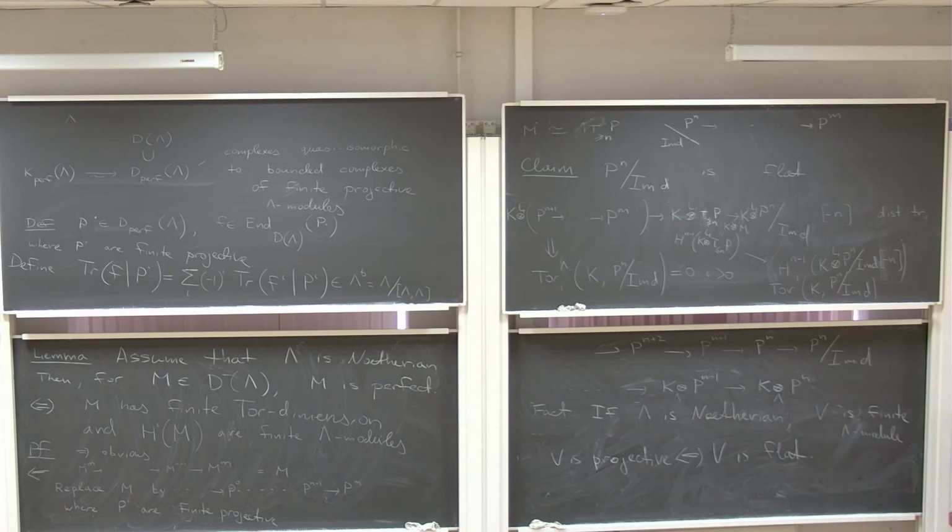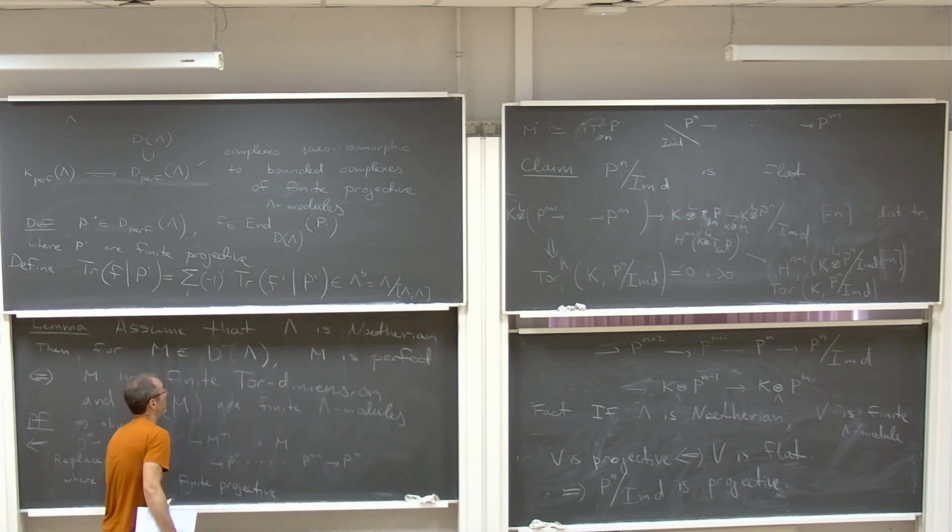Right? So that means that Pn modulo the image is projective. And the lemma is proven. Right? We replaced M by a finite complex of finite projective modules. Good. Now here is an application.